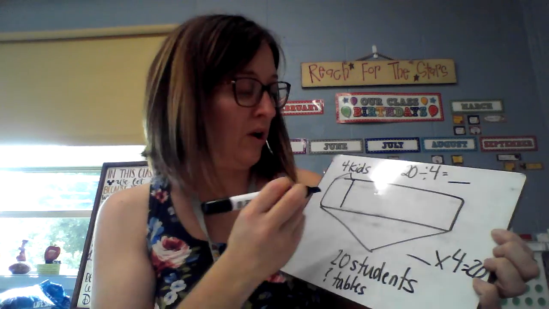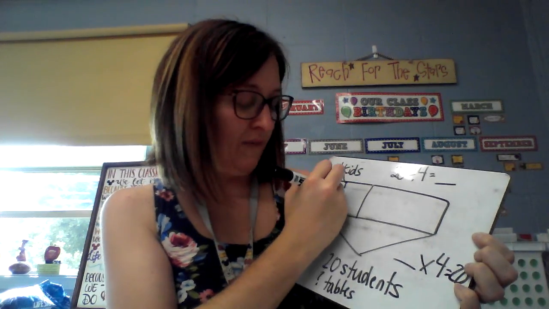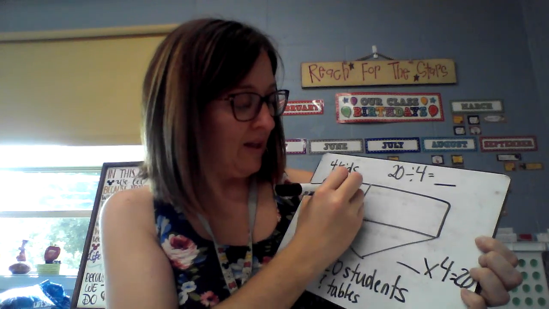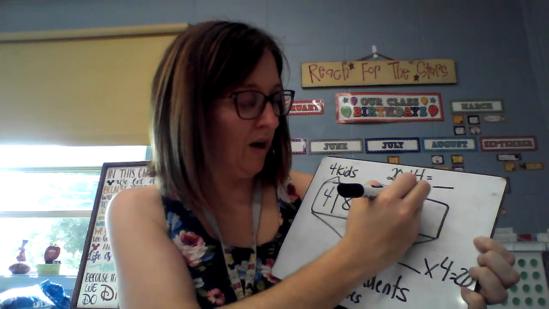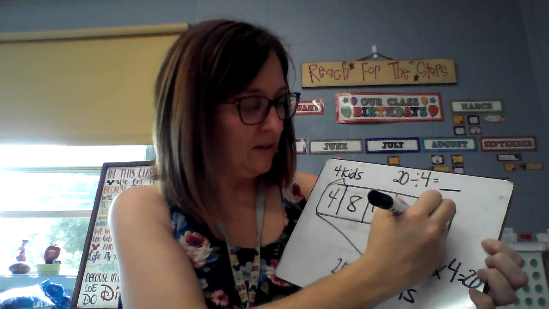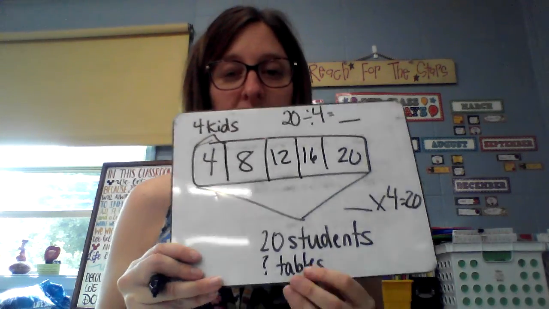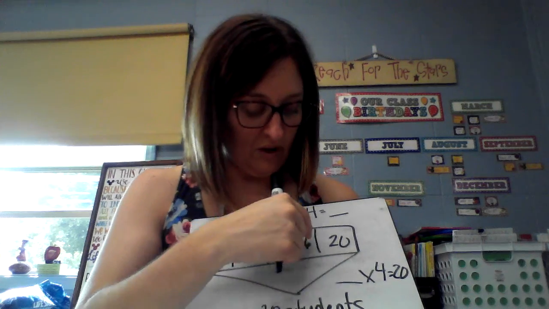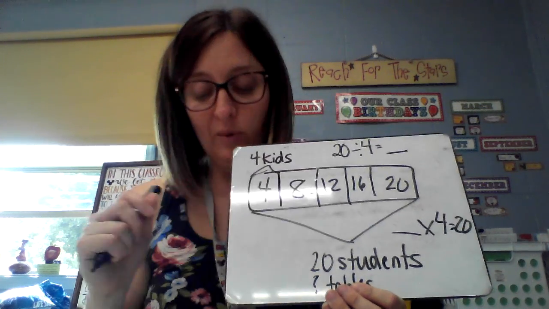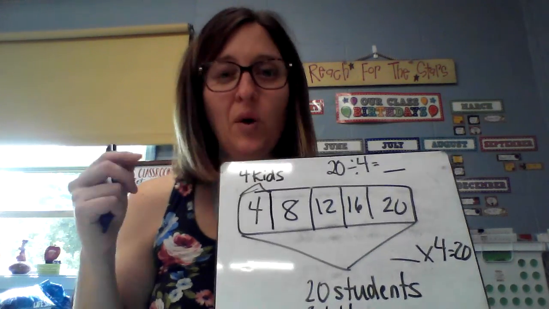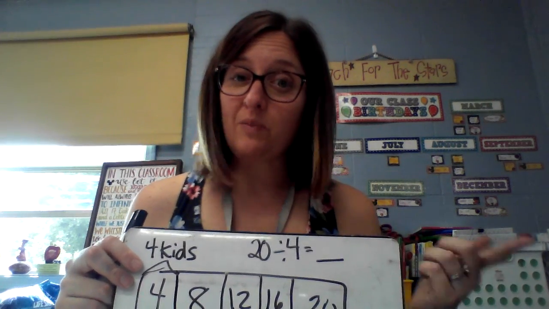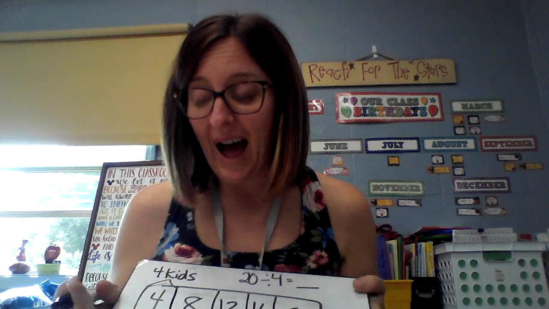So there's one group of 4. So we're at 4, and then we're at 8, and then we're at 12, 16, 20. I can look at this and say, okay, 1, 2, 3, 4, 5 tables are in this classroom. So I can use skip counting to help me solve division problems or multiplication problems, because they're both so similar. Let's take a look at another problem. Let's get rid of the story behind it. Let's just say that we have 16 divided by 4.